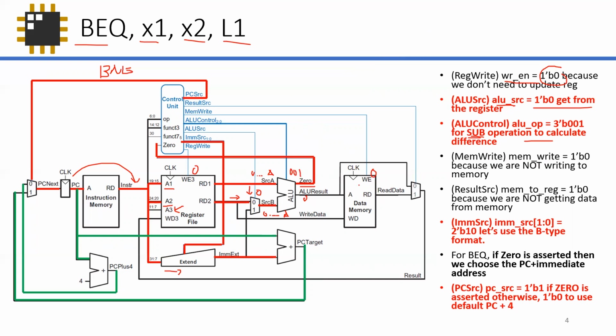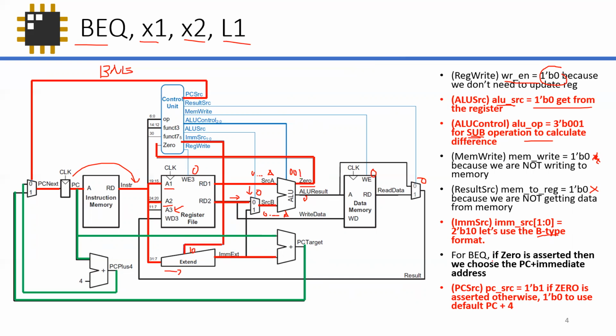Are we writing to memory? No. Does the result source matter that we're feeding back into the register? Actually, it should be a don't care, but for safety reasons, let's just write 0. All right. It can be a don't care, not a problem. Oh, not this one, but this one rather. Okay. Not a problem. What about the immediate source? We have to use the B type format. So down here in the immediate source, the one that's controlling your immediate extension is 10.